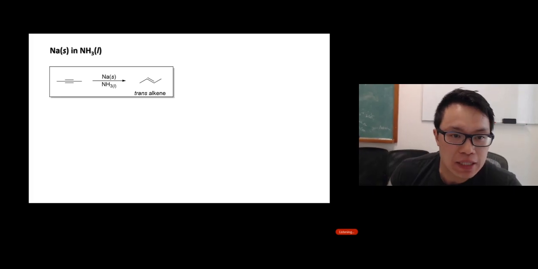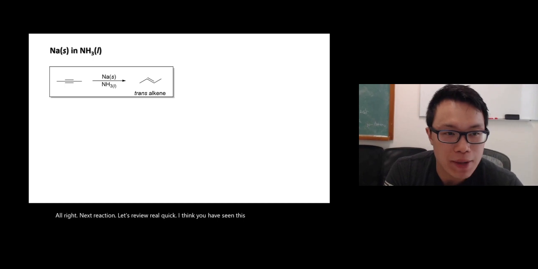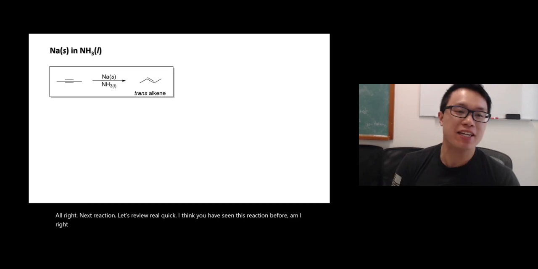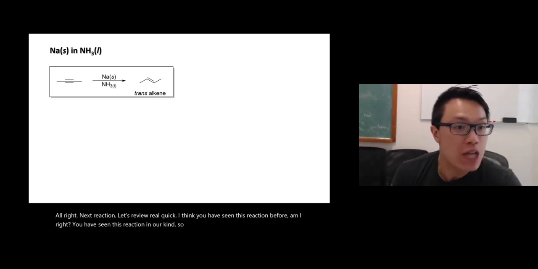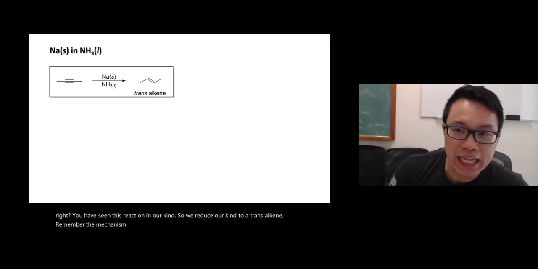All right, next reaction. Let's review real quick. I think you have seen this reaction before. Am I right? You have seen this reaction in alkyne. So we reduce alkyne to a trans alkene. Remember the mechanism? If not, let's review.